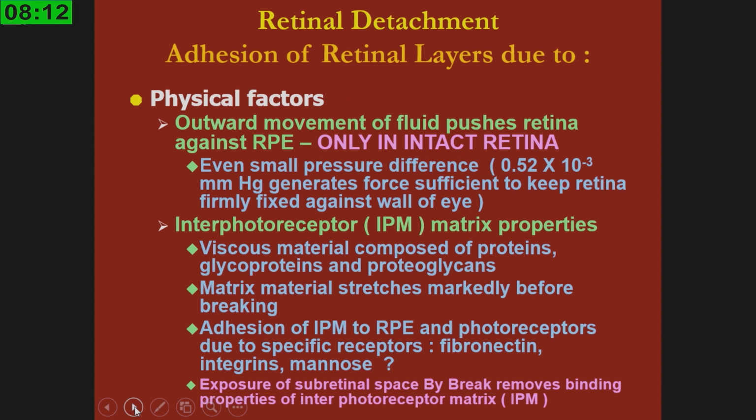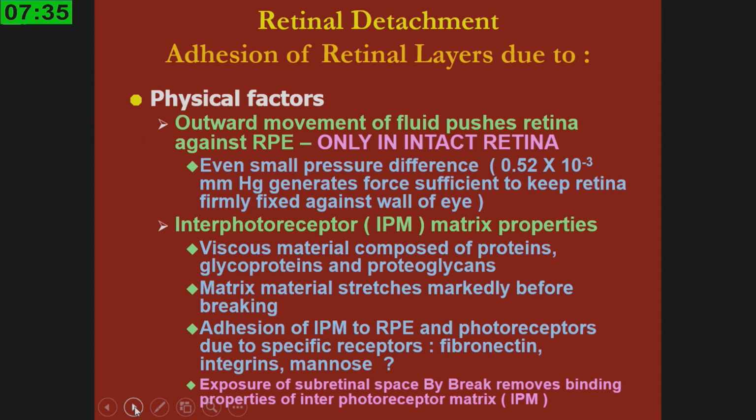Finally, the physical factors. This outward movement of fluid pushes the retina against the RPE, but it will only push it if there is an intact retina. If the retina is torn, the fluid will go under the retina. And this is a very small pressure difference, 0.5 into 10 to the power minus 3 millimeter mercury. Even this is enough. And finally, you have the interphotoreceptor matrix, which is a kind of glue between the layers. This causes the adhesion of the RPE to the photoreceptors and keeps them in position.